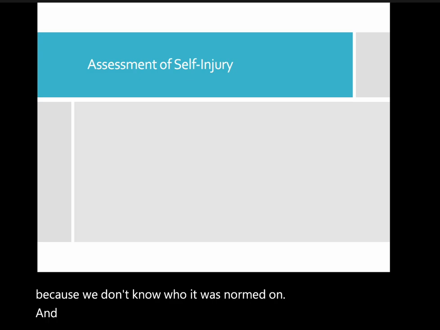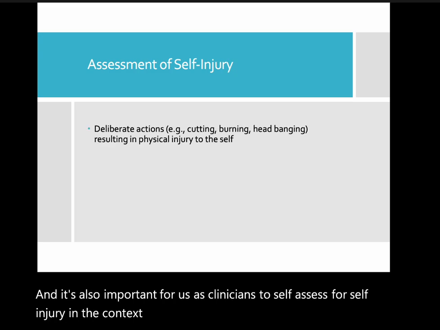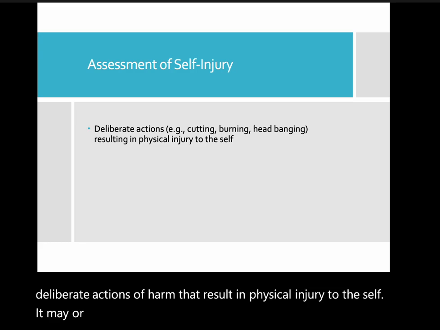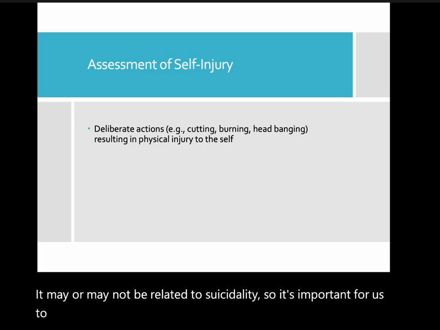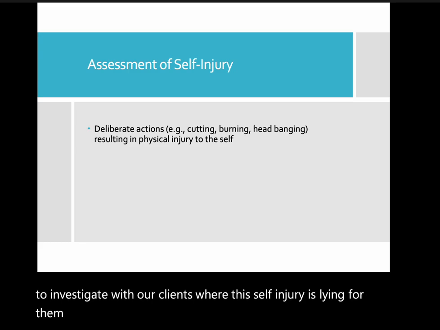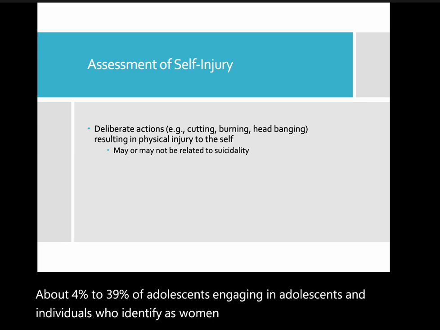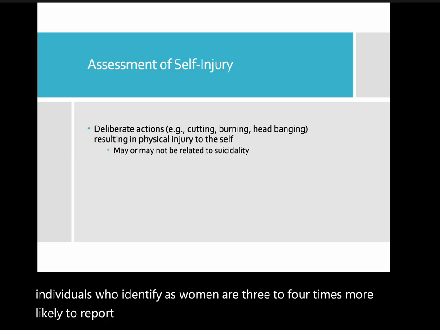And it's also important for us as clinicians to assess for self-injury. In the context of assessment, self-injury involves the deliberate actions of harm that result in physical injury to the self. It may or may not be related to suicidality, so it's important for us to investigate with our clients where this self-injury is lying for them. Prevalence and incidence right now vary widely, from about 4% to 39% of adolescents engaging in self-injury, and individuals who identify as women are 3 to 4 times more likely to report self-injury than those who identify as men.